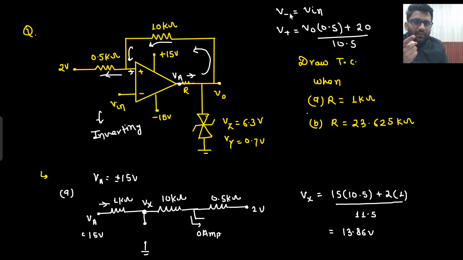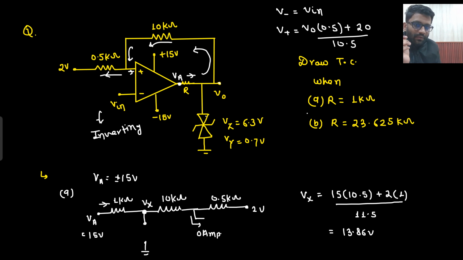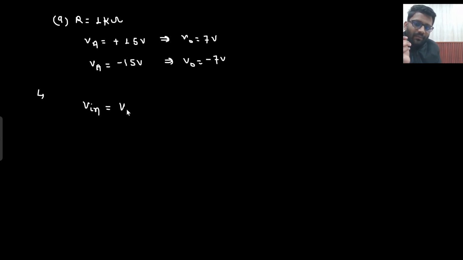Now you have V negative potential as well as V positive potential, and you have the value of V naught as well. So directly you can find the UTP and LTP. What we need to do is take V in, that is V negative, and equate it to V naught into 0.5 plus 20, divided by 10.5. This is just a method, not the analysis. We are not applying any virtual short here. You just equate them, put the values of V naught, and then you will understand whether it will be going into breakdown or not.